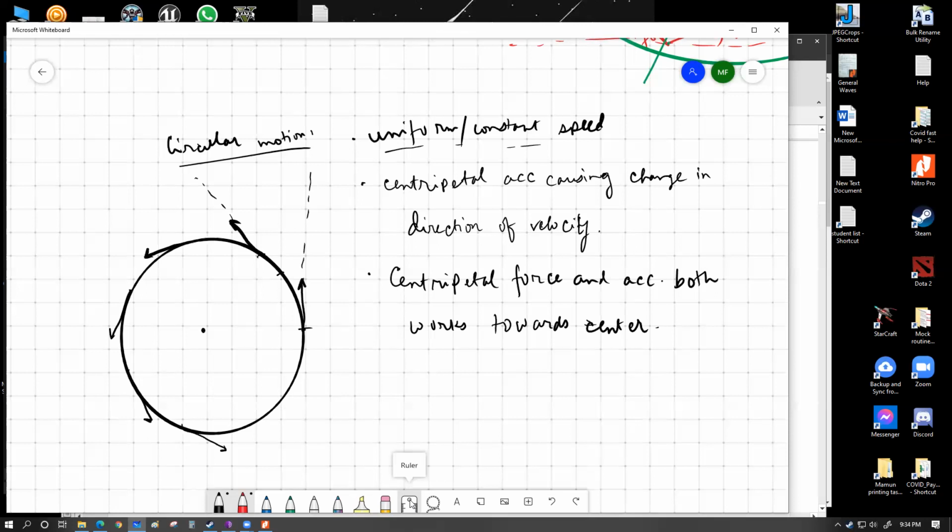So that change of velocity results from an acceleration, or I could say the other way, there is an acceleration which causes the change of velocity, and that is called centripetal acceleration. For circular motion we call that centripetal acceleration, which always works towards the center.